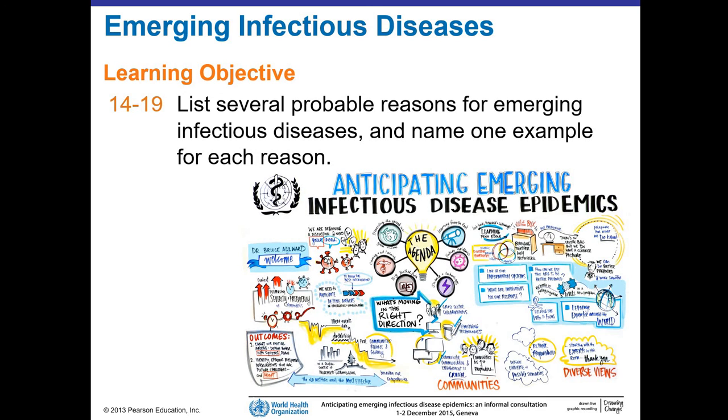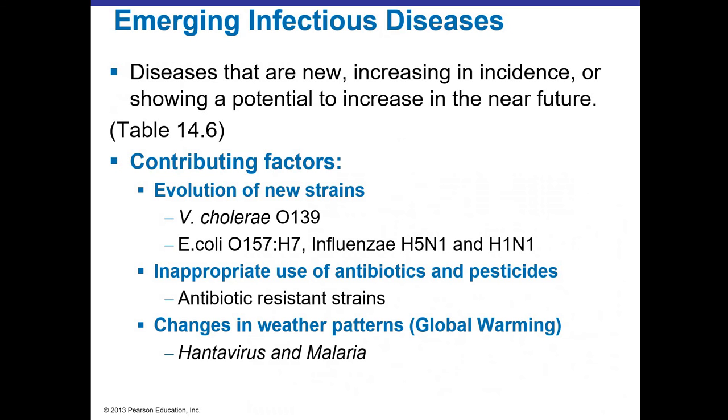But besides things like nosocomial infections, we see a variety of emerging infectious diseases. This little picture is from the 2015 World Health Organization. They get together each year and try to anticipate the emerging diseases that are coming out of, whether it be the zoonotic diseases or changes due to climate change. All of these are predictors of what might be the next disease epidemic.